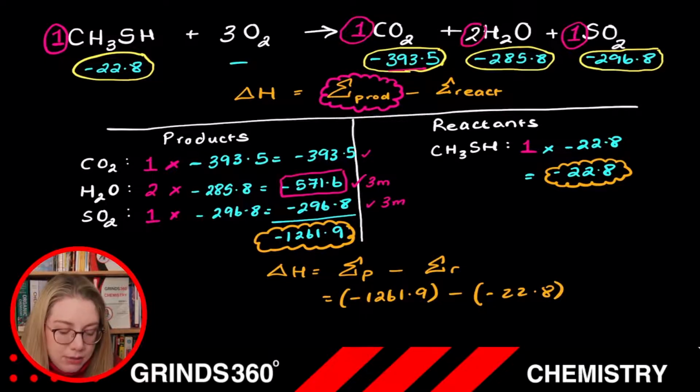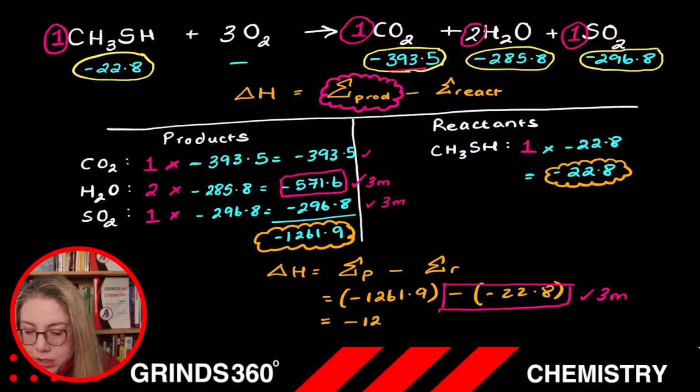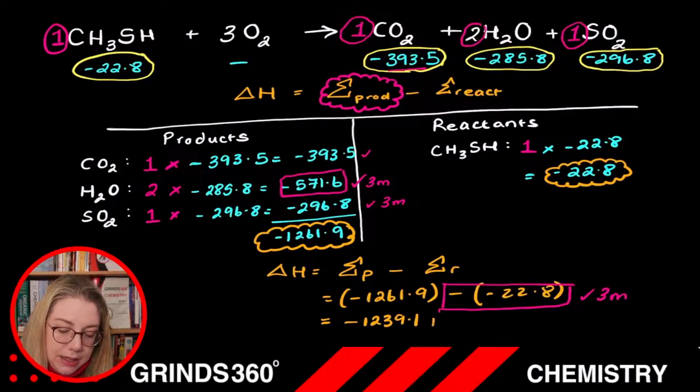This is your next 3 marks. If the examiner sees minus 22.8, they're going to give you 3 marks. If you rewrite that as plus 22.8, that's also worth 3 marks. It's the same thing. Then on your calculator, you type that in, and you're going to get minus 1239.1 kilojoules. And at this point, that's your last 3 marks.